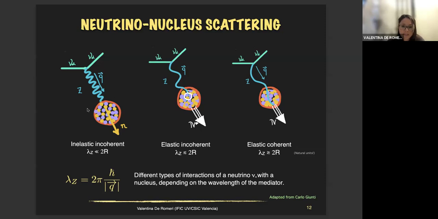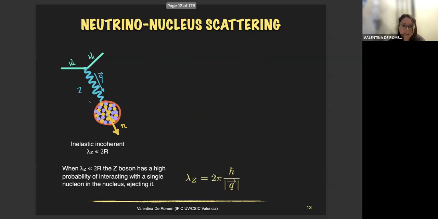So the neutrino-nucleus scattering processes can be different depending on the wavelength of the mediator, in this case of the Z boson. When the wavelength of the exchanged Z boson is smaller than the nuclear radius, then the Z boson has a high probability of interacting with a single nucleon inside the nucleus, leading to its ejection. And then we would be in the regime of inelastic incoherent scattering.